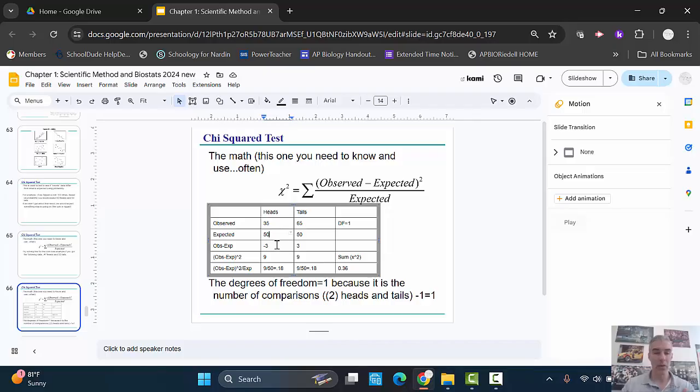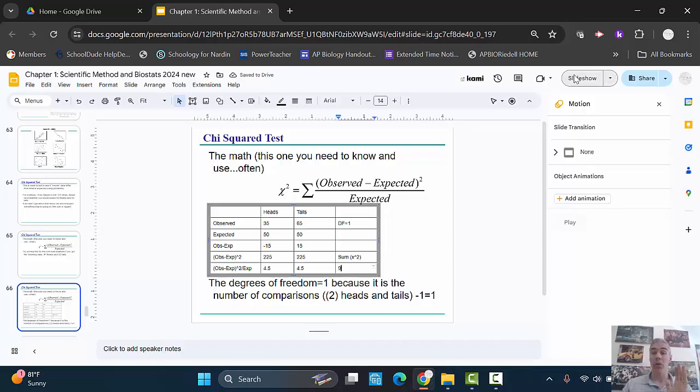We'll still expect 50-50, but notice what happens to those observed minus expected values. Now it's minus 15 and 15 in the other direction. Now we have to square 15. 15 squared is, let me just calculate it real quick, equal to 225. Now we divide that by 50. We get 4.5 for both. And now we have a chi-squared value of 9.